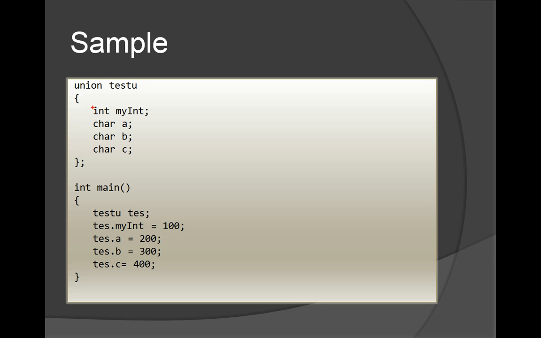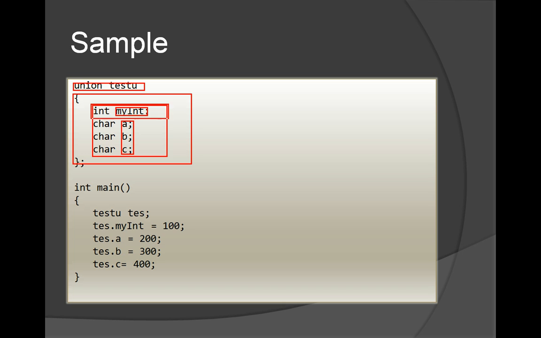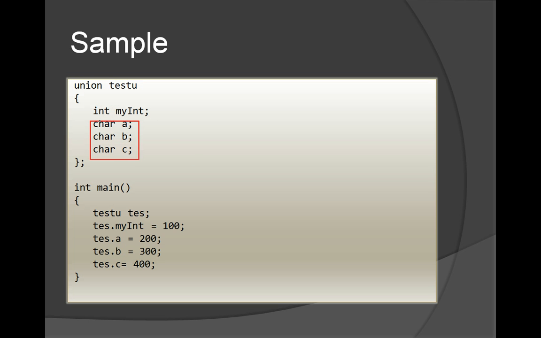So this is an example here. You have a union called test_u. Inside that we have 4 elements: one is an integer and 3 are character variables. So the size of this union is going to be 4 bytes. Union will allocate memory only for this integer. So these 3 characters share the memory location exactly the same as the integer. The access is done exactly the same as a structure.